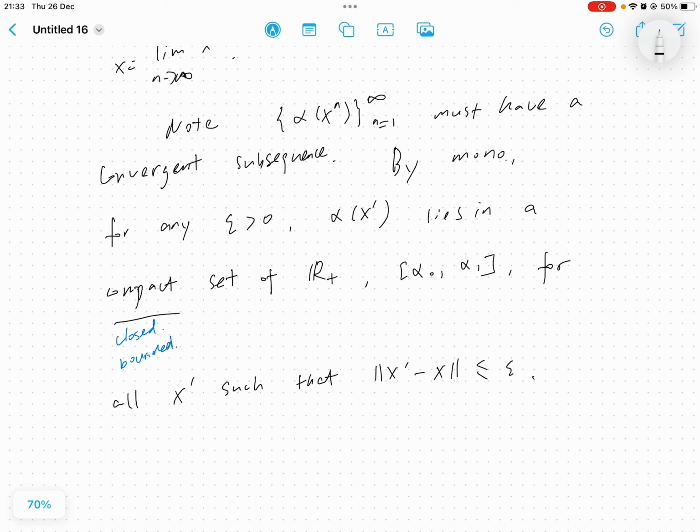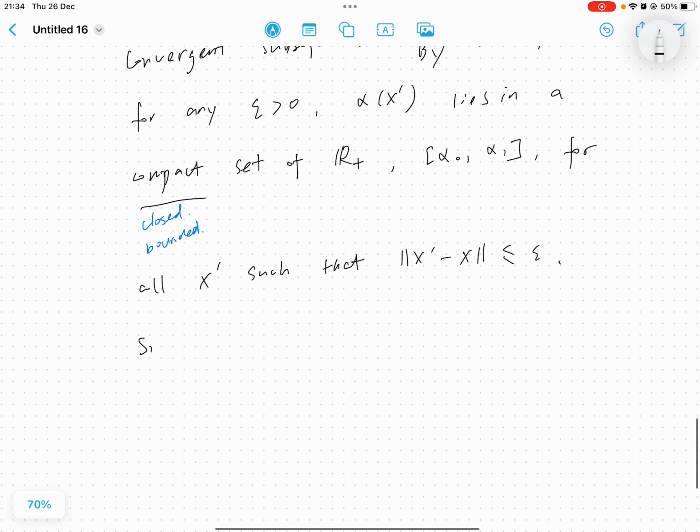So later we'll draw this x prime and this epsilon on the diagram that we just had previously. Okay, so let's complete this argument first.